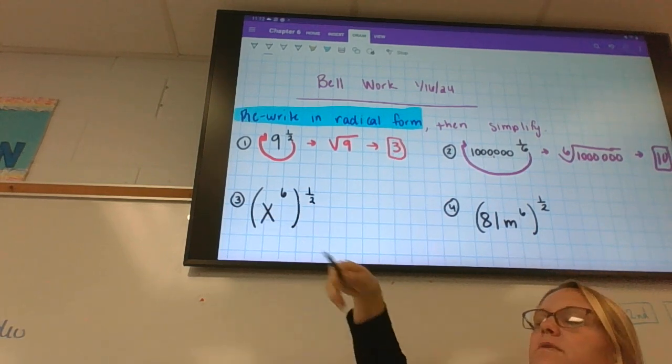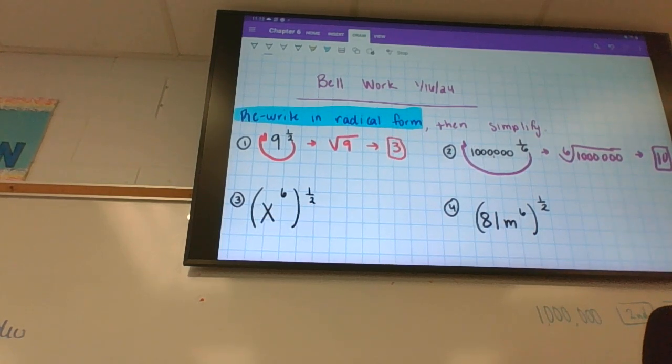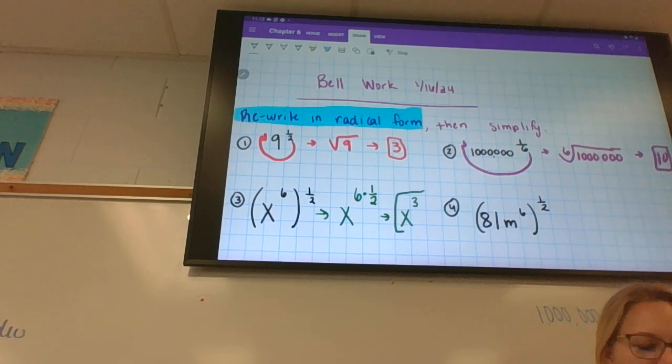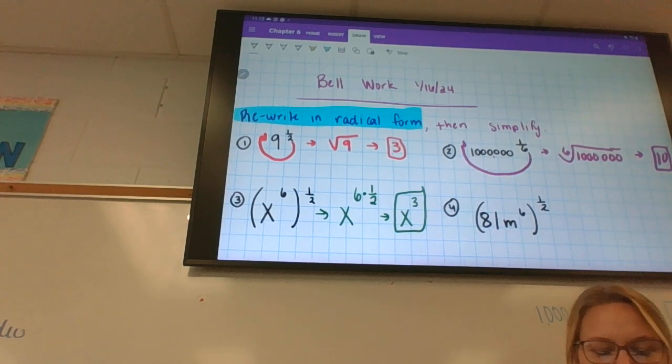Exponent, parentheses, exponent. Do y'all think we should add those or multiply them? I'm hearing a couple people say multiply. That is correct. In this situation, you would multiply the exponents. That's 6 times 1/2, which is the same as 6 divided by 2. So that's x to the 3rd. So that one we didn't need to rewrite in radical form.